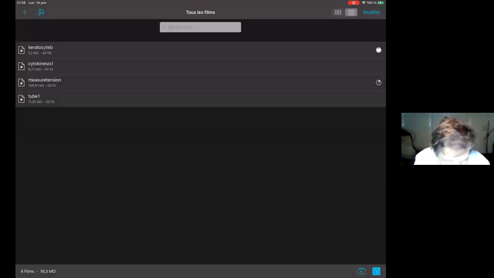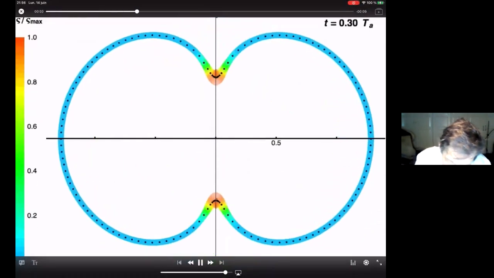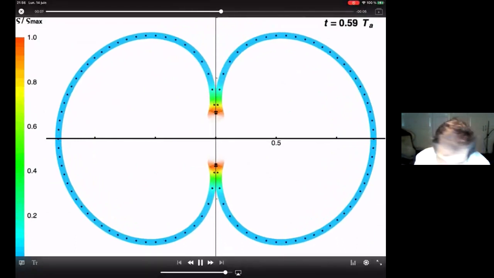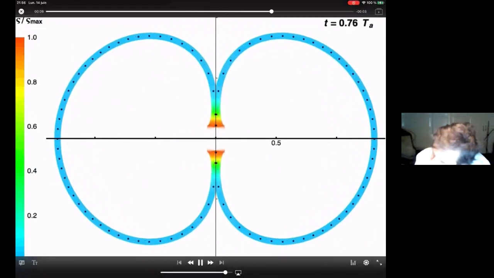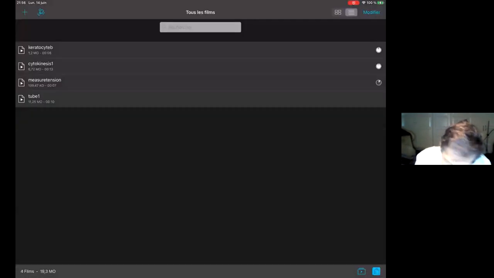So you see these points moving from the pole to the equator. There is a strong line tension here. The dissipation is the dissipation of this flow of actin. The actin is viscoelastic, and this is what fixes the time scale of this cytokinesis.